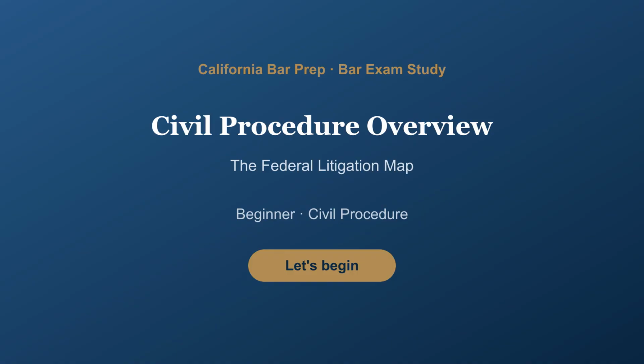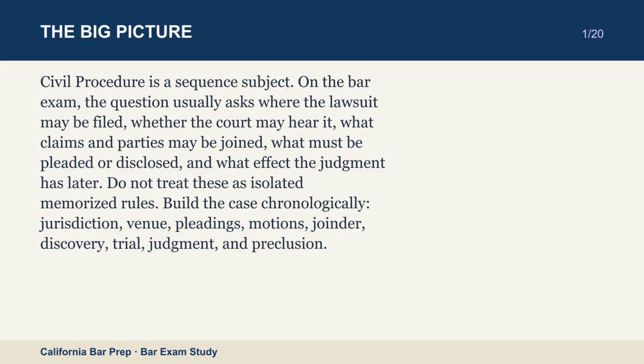In this lesson, Civil Procedure Overview, the Federal Litigation Map. Let's begin. Civil procedure is a sequence subject. On the bar exam, the question usually asks where the lawsuit may be filed, whether the court may hear it, what claims and parties may be joined, what must be pleaded or disclosed, and what effect the judgment has later.